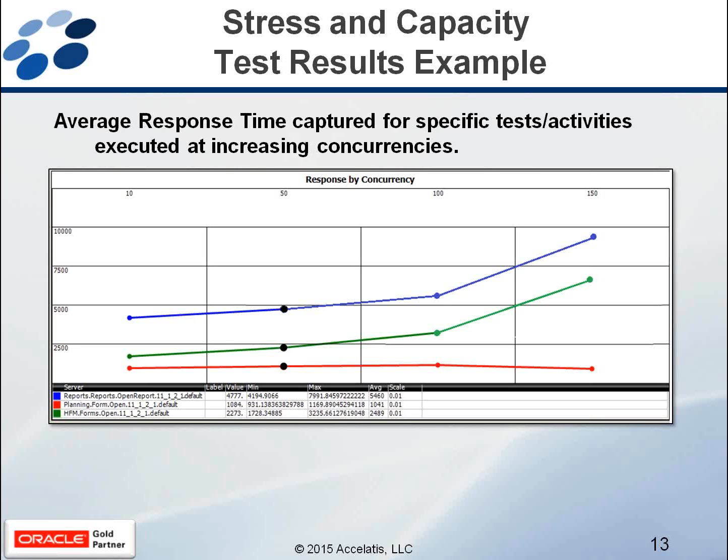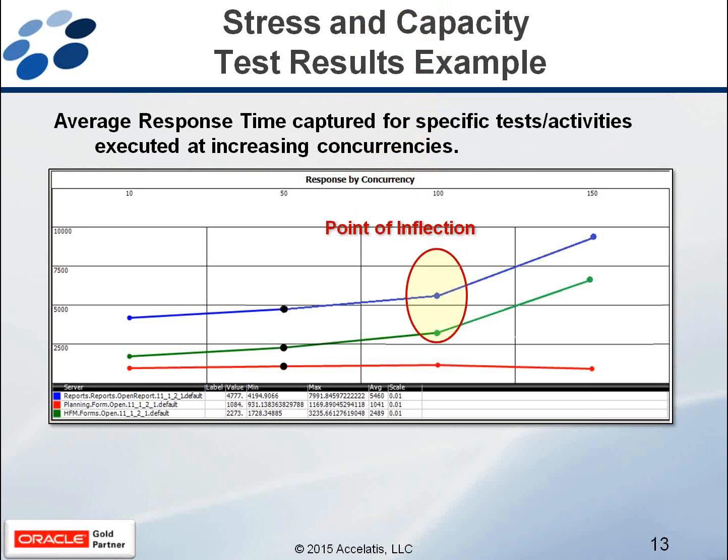So as we scale up the concurrency from 10 to 50 to 100 to 150, you can see that the Hyperion planning stays pretty flat, which means that in this environment, it supports 150 users with the same performance that it can support 10 users. So that's all great. But HFM and reports showed a similar, what we call, point of inflection.